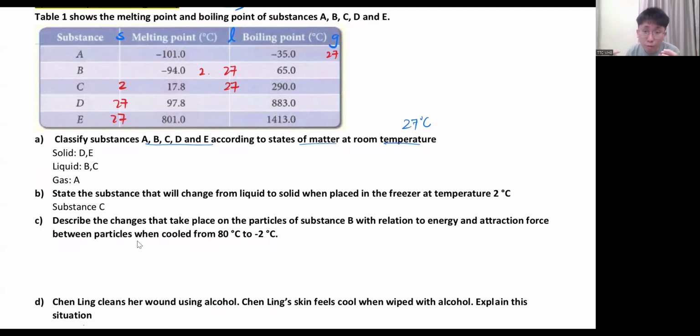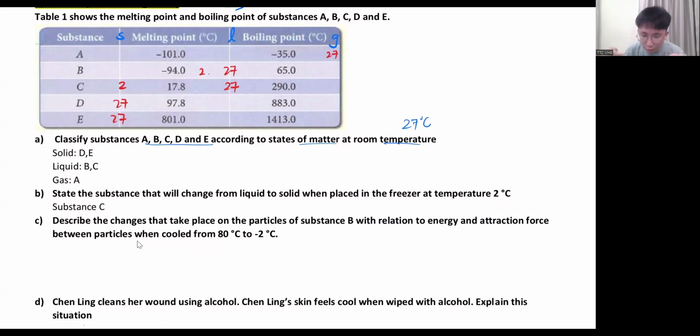But when they move slower, they get nearer to each other, like particles are nearer to each other, so definitely their attraction force is stronger. Why? Because when you're nearer to your crush, stronger attraction force. Makes sense, right? Then of course you're going to talk about energy. If you move slower, what energy reduces? Well, our kinetic energy reduces, because moving requires kinetic energy, right?